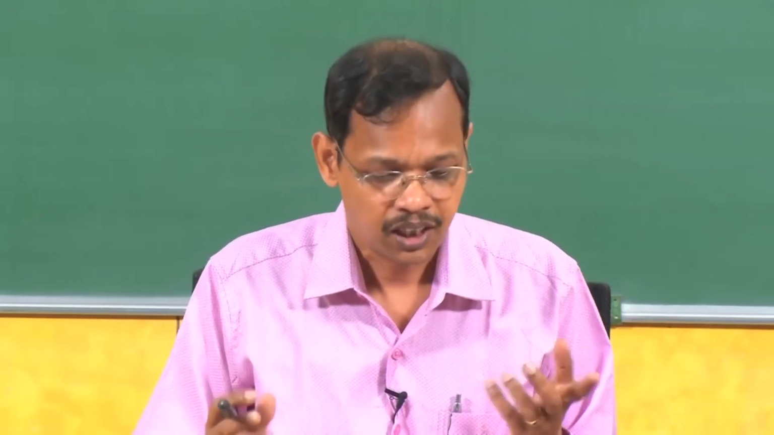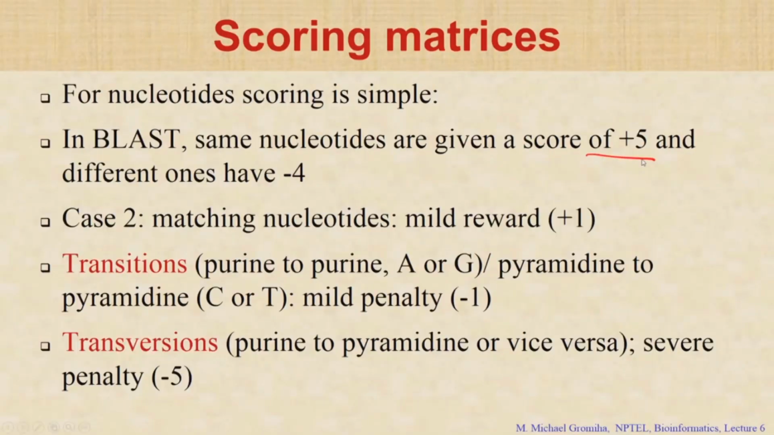So, in this case we have to give the scoring in a different way. How to do that? In BLAST, sometimes they use a score of 5 for the same nucleotides and 4 for the difference, or we can give a mild reward of plus 1, or a score of minus 1 in the case of transitions. What are transitions? Purine to purine, like A to G, or pyrimidine to pyrimidine, like C to T, they change vice versa. Then there are transversions, that means purine to pyrimidine and pyrimidine to purine.